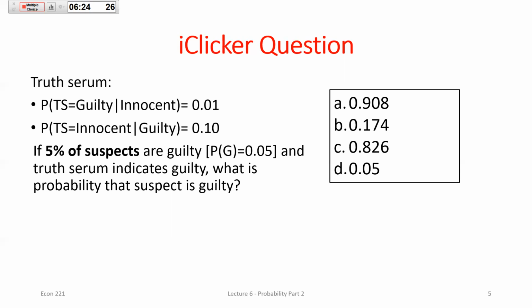Now, if this truth serum is even remotely working, right? Hopefully we think, well, given that the truth serum makes them say they're guilty, the probability they're guilty is probably relatively high, right? Probably closer to 1 than 0. So if I'm guessing here, I'm probably guessing A or C.